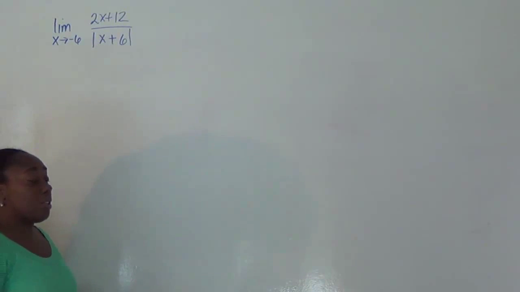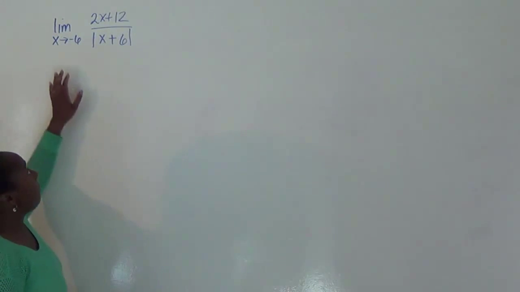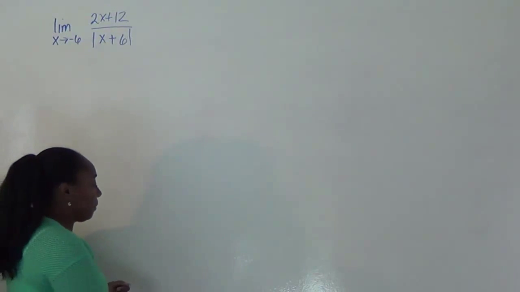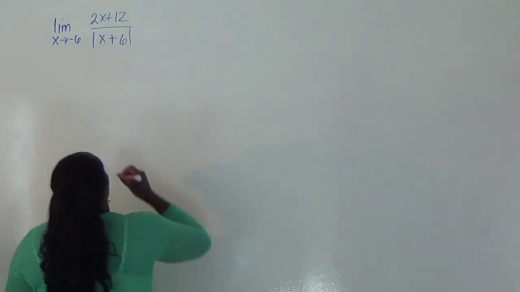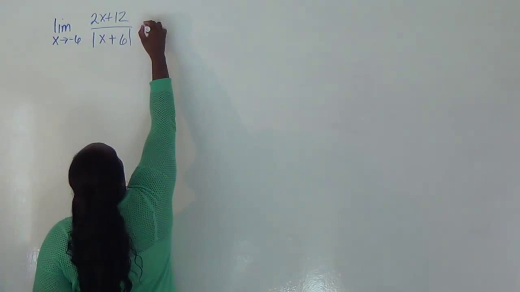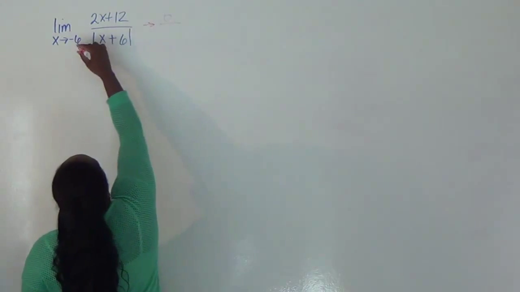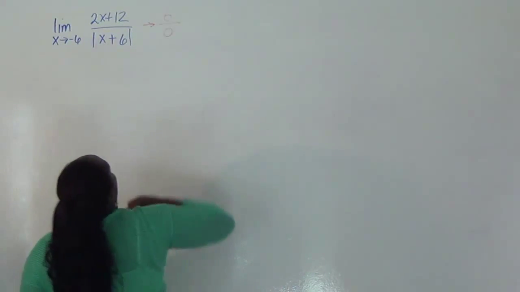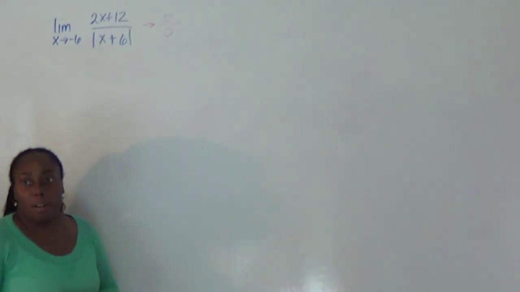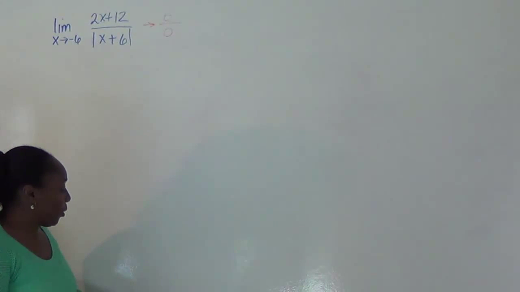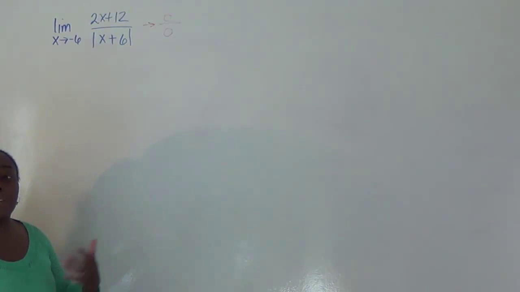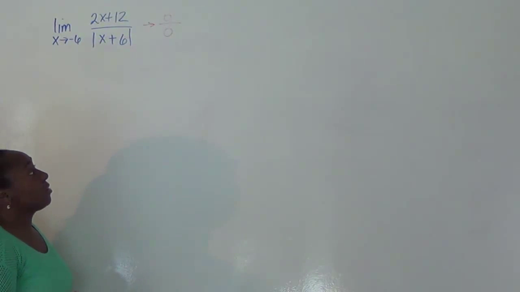So again, the first thing we want to notice is if I try to plug in directly, we get a problem. If I put in a negative 6 on the top, I get a 0. If I put in a negative 6 on the bottom, I get a 0. That's not good. That can't be determined. So we'd have to use either algebraic manipulation or something else.